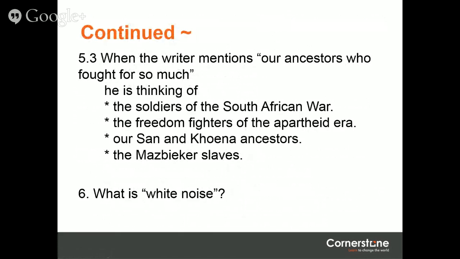Right. When the writer mentions our ancestors who fought for so much, who's he thinking of? The soldiers of the South African War, the freedom fighters of the apartheid era, our San and Kuna ancestors, or the Mozambique slaves. Now, it's not number 1 because that was sometimes nicknamed the white man's war, British and Boers fighting each other, although of course it wasn't, and they involved the black people in the most disgusting ways sometimes. But he certainly isn't thinking of that, or he's not thinking of the apartheid era either, because that's far too recent. This passage is about the Ngoma and where it comes from. And that's why the best answer is number 4. The ancestors are the Mozambique slaves who brought it here. The second best answer would be the San and Kuna ancestors.